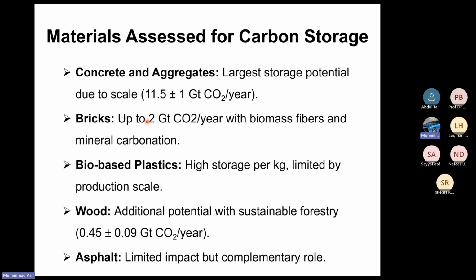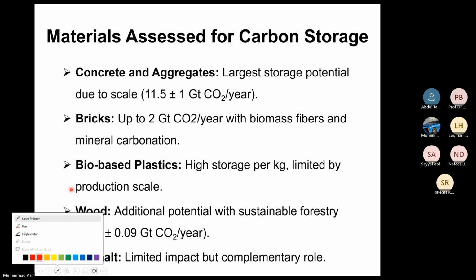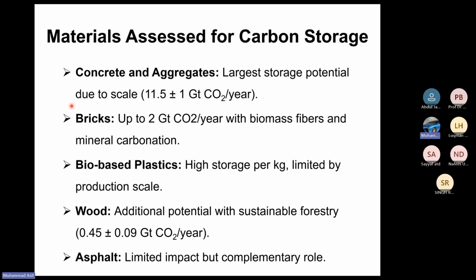So basically, in industrial purposes, when we prepare cement, we have calcium carbonate. From calcium carbonate we calcine it and that emits carbon dioxide. So this is also the biggest source of carbon dioxide. So if we use this cement with some other material that does not emit carbon dioxide, that may also be beneficial. So if we replace bricks, if we do not use these bricks, then we can save up to 2 gigaton carbon dioxide per year with the biomass fibers and mineral carbonate.